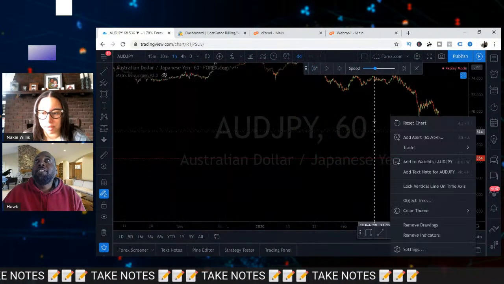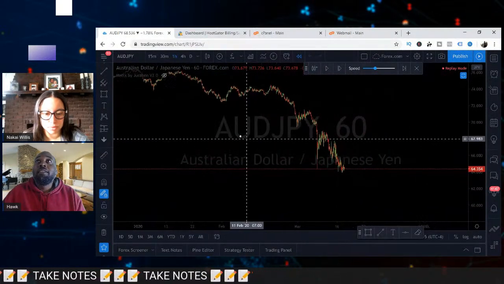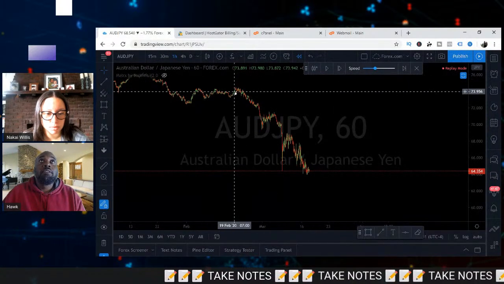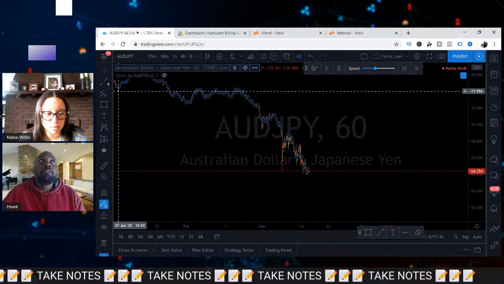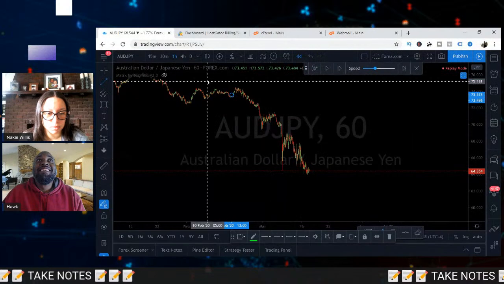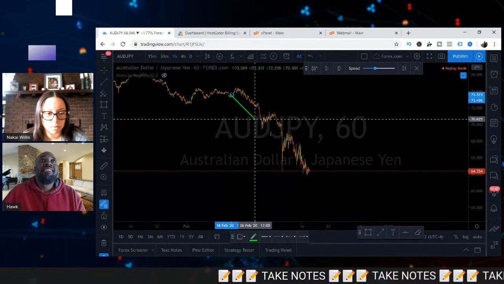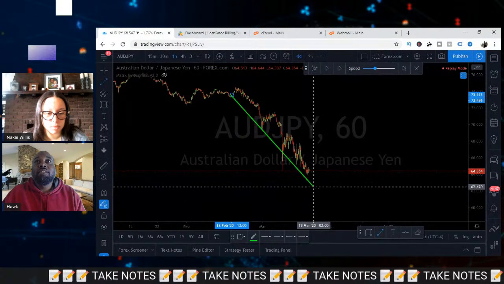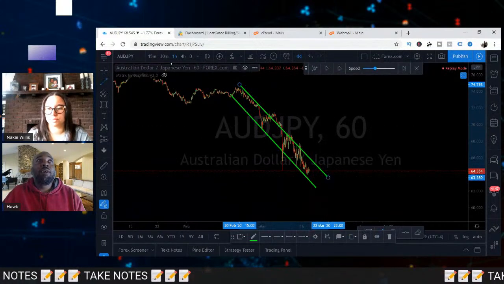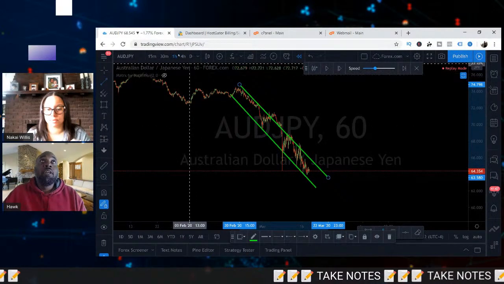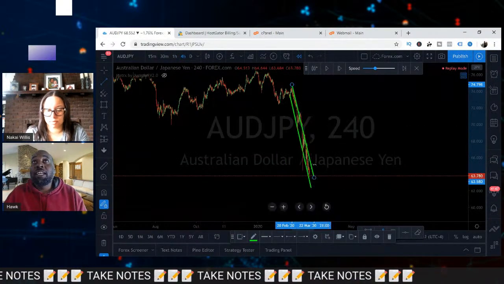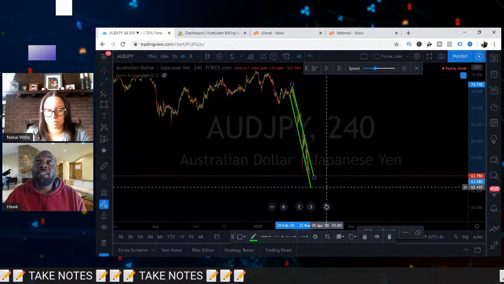So if I take that part of my screen away, if you look here, this is a clear downtrend, right? What I'm looking at is a higher time frame. So this is on the 1 hour time frame. And you can go to whatever time frame you feel comfortable with, but this here is a clear downtrend. As you see, the market is clearly trending down, right?